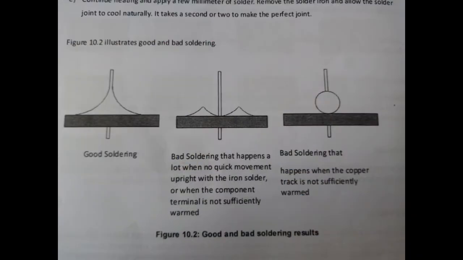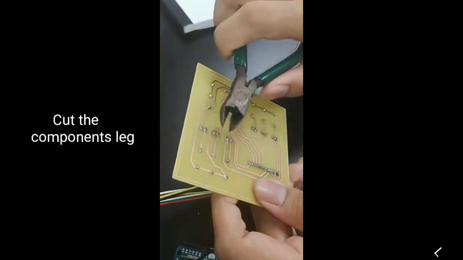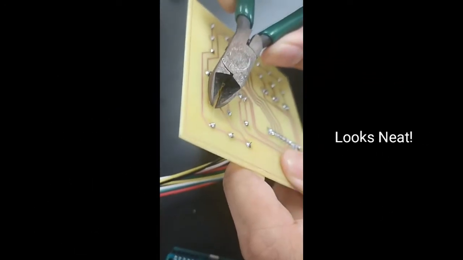Figure 10.2 shows the good and the bad soldering types. Then, the components' legs are cut to ensure the board looks neat.